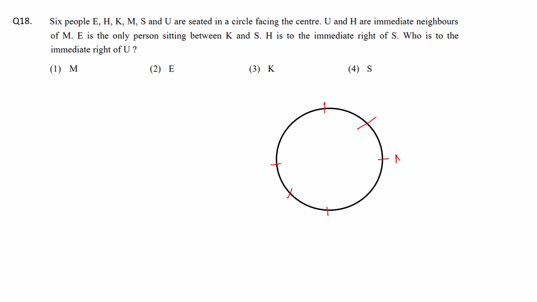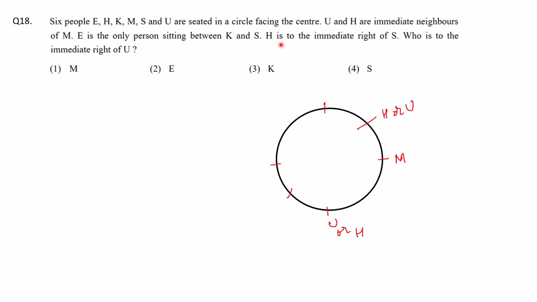So suppose I am fixing M over here, so the immediate neighbors of M are U and H. So two things are possible. U or H can be seated this way also or this way also. We don't know who is sitting towards the left of M or right of M, isn't it? So I have written both possibilities. Next, E is the only person sitting between K and S. So I don't have any information about E, K and S, so I cannot write anything here.